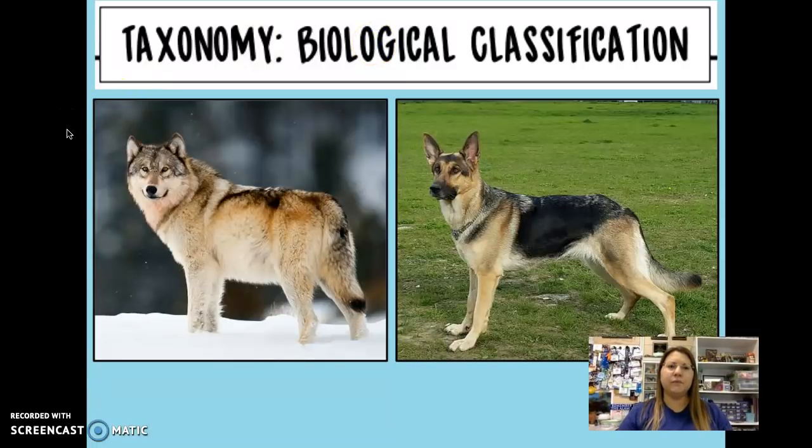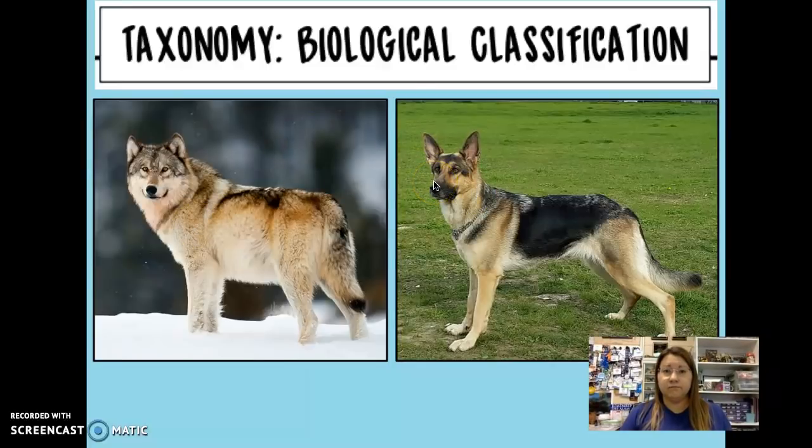Hey, super scientist. We're going to be talking about taxonomy, and we're on page 15 in your lab notebook for molecular biology. Go ahead and grab a highlighter because we're going to be highlighting a few things as we're going over this information. So as we begin, look at these two organisms.